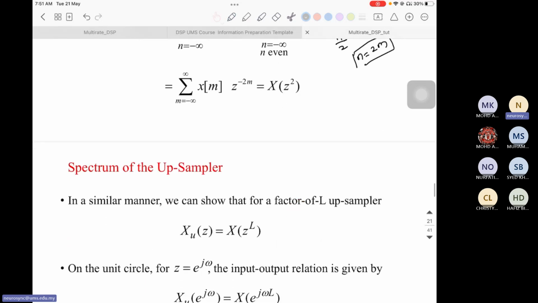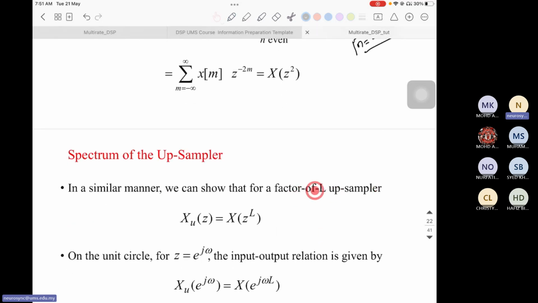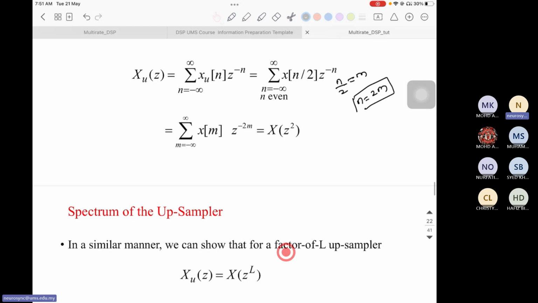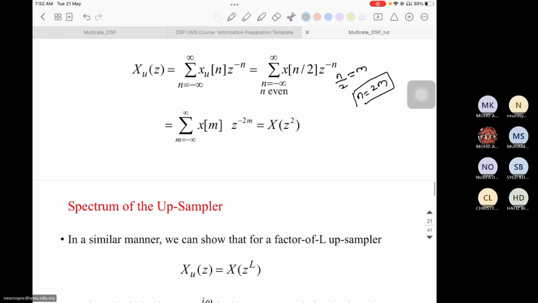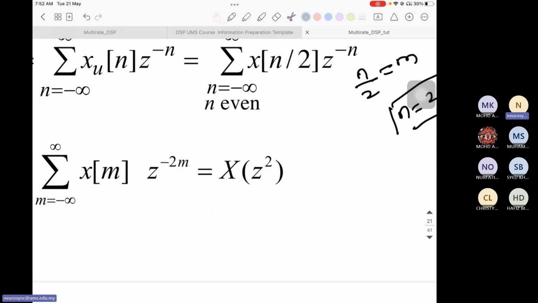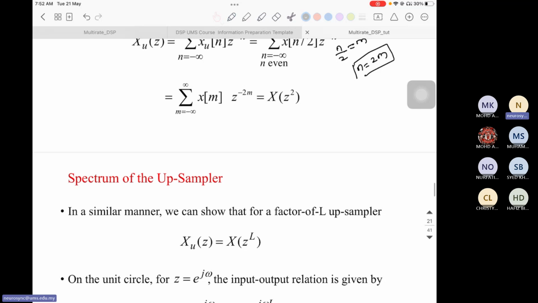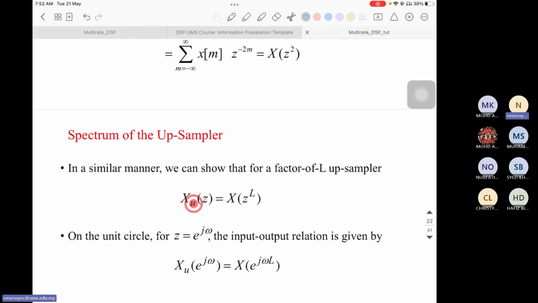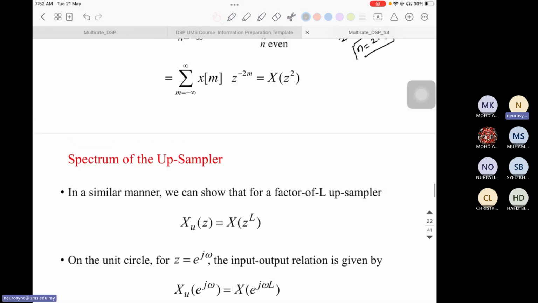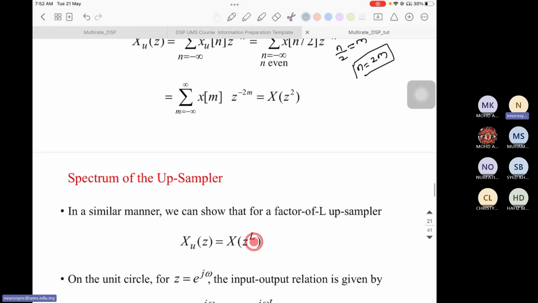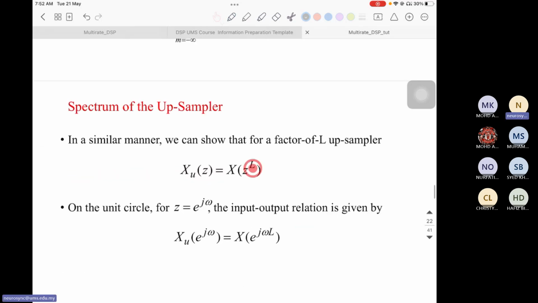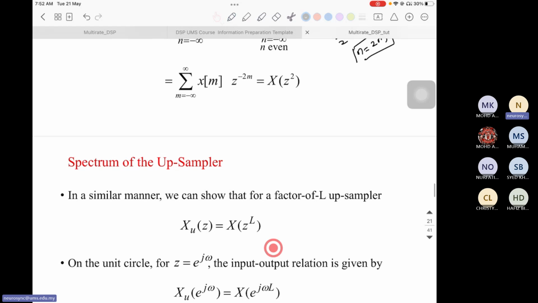Now similarly, I can say for the L upsampler, the factor L upsampler, we have illustrated this for factor 2. What we got here is Xu of Z equal to x of Z square. So for a factor of L upsampler, I can write Xu of Z equal to X of Z to the power L. For 2, it is Z to the power 2; for 3, it is Z to the power 3, like this. Then I can draw the spectrum for this upsampler.